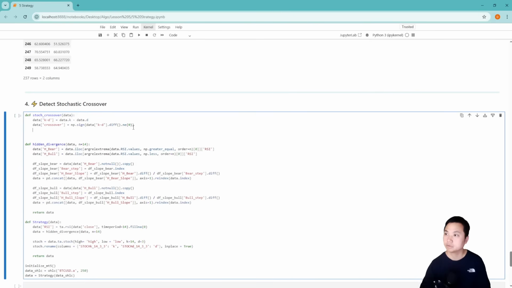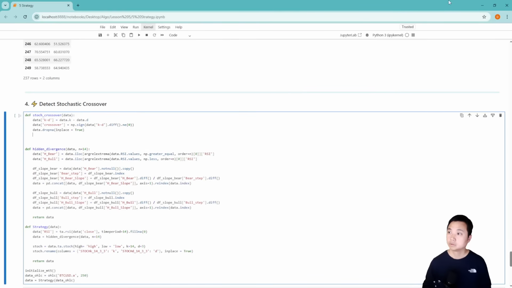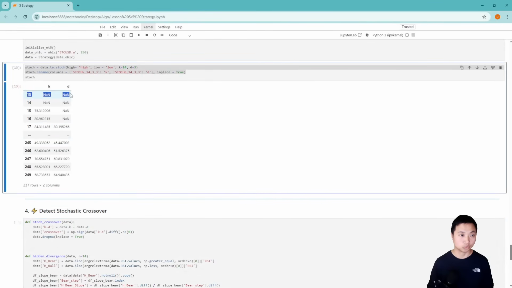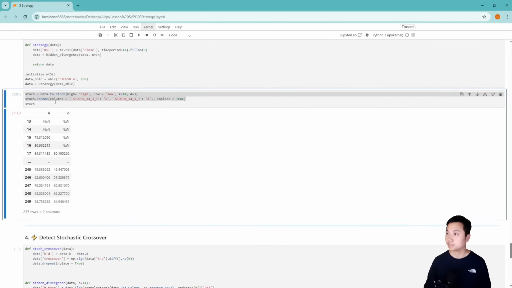just happened. And then what we're going to do is drop NA to make sure there's no NA. So that equals to true. When we drop the NA, it means that we're going to remove this row where we haven't had the %K and %D.